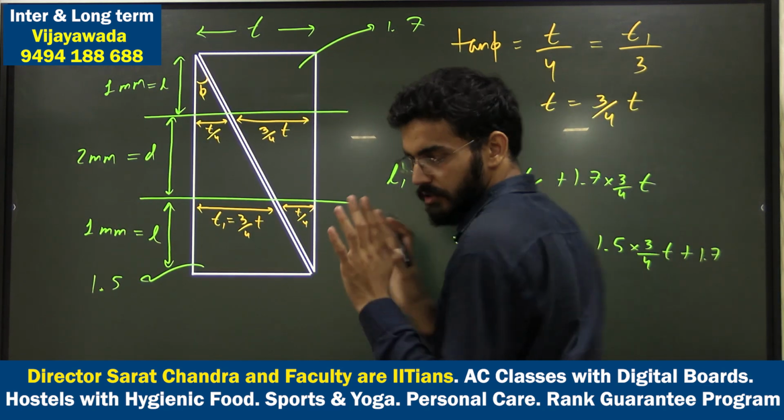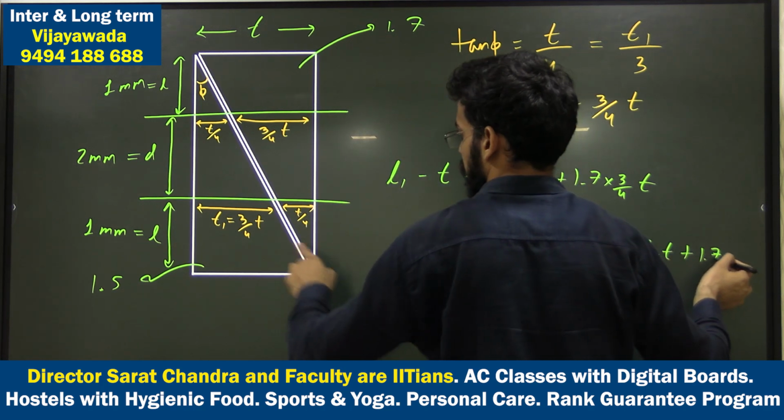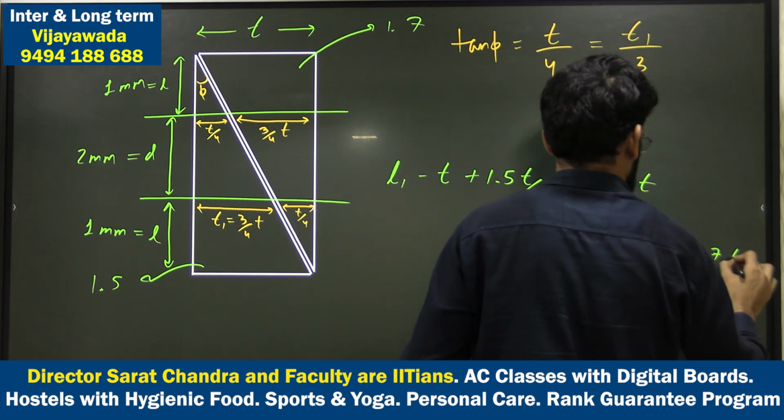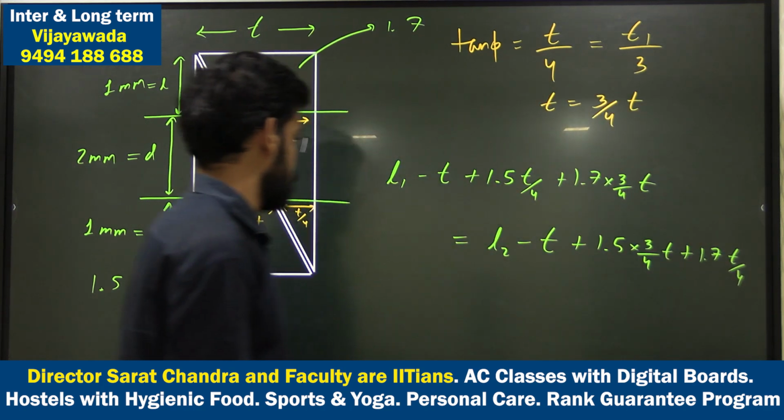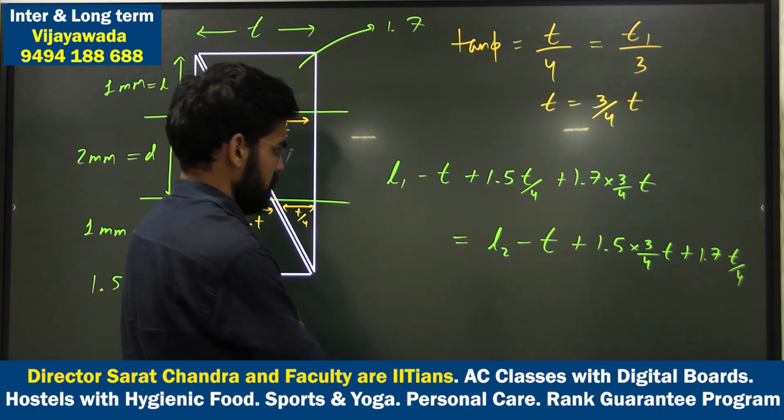and plus 1.7 into T by 4. This formula, many questions are done like this, so that's why we are doing that one. In the notes you can find this kind of questions. Next, let's solve this.